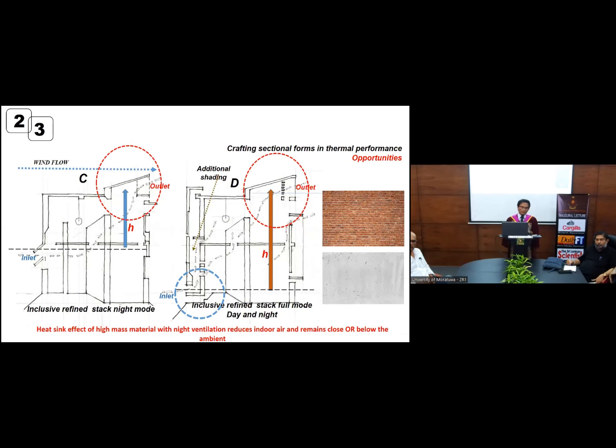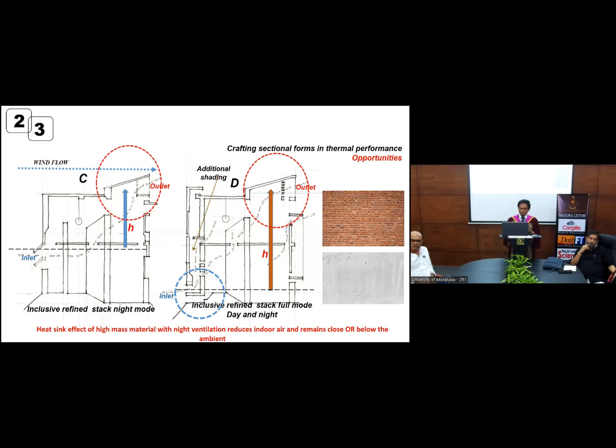So how do you overcome this? You have opportunities to craft the section. How do we craft? For example, in the section, there can be outlets at the higher level, outlets for hot air. If you do that, hot air will naturally go up because it's less dense, and that is helpful to remove all the hot air. Then the first floor slab can have small openings to improve the connectivity between the ground floor and the first floor. So, crafting the section.